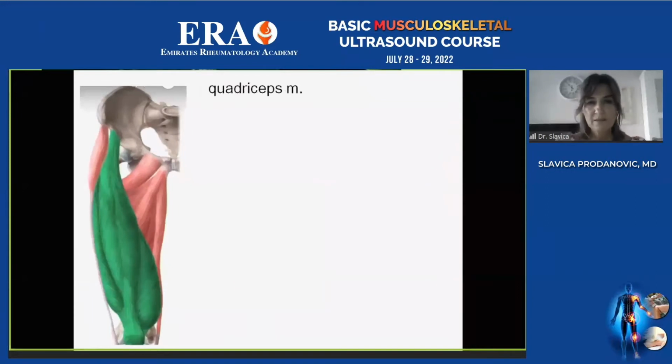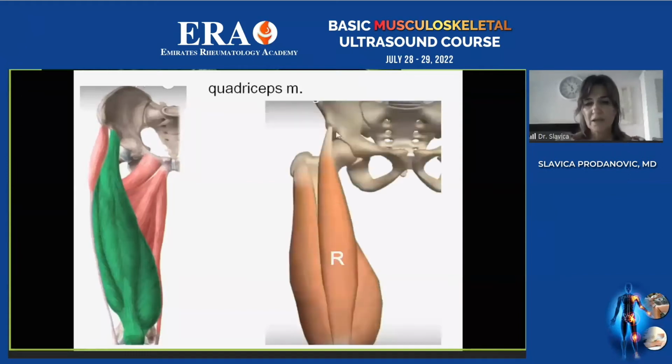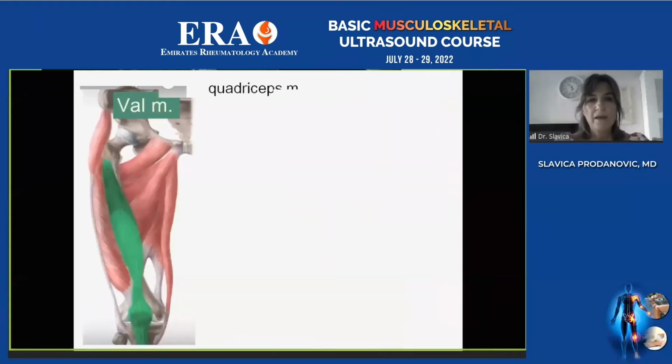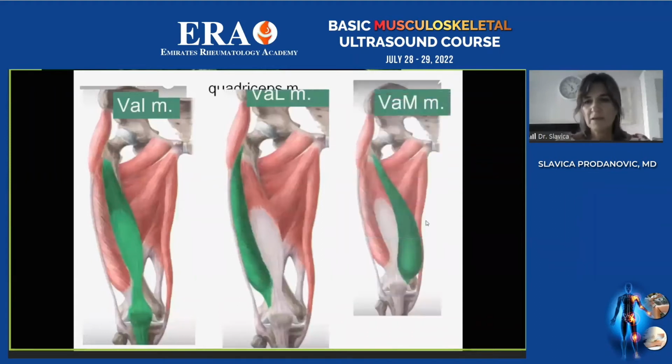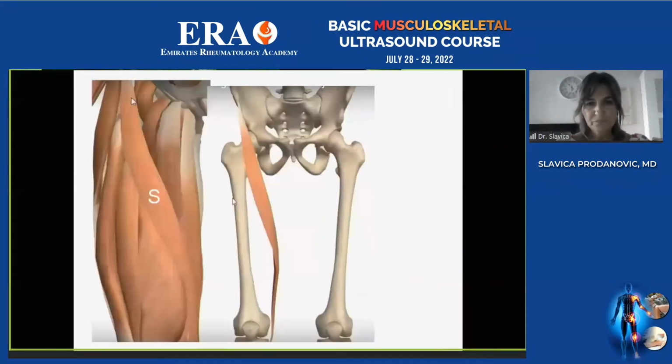The quadriceps muscle, as you know very well, consists of four muscles. The first muscle is the rectus femoris, which is the longest muscle in our body. Then vastus intermedius. Then vastus lateralis. And then vastus medialis muscles, all green colored, as you can see.